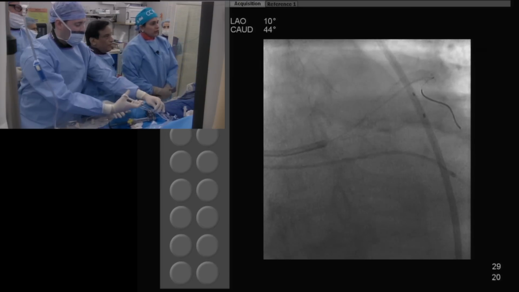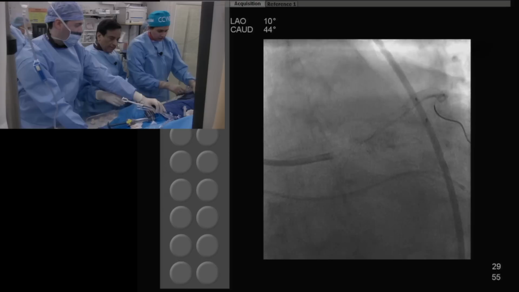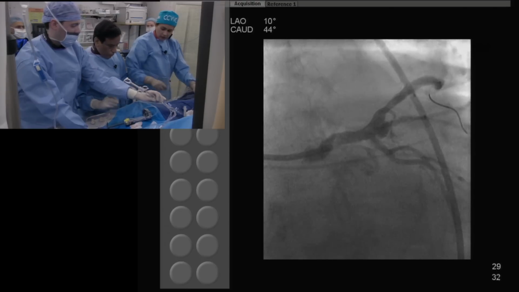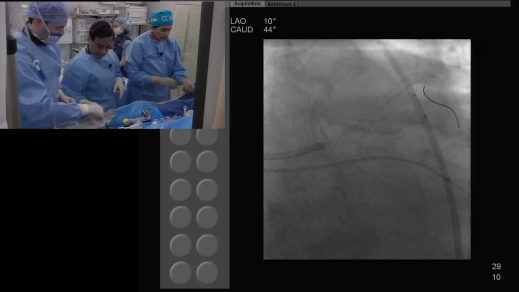Beautiful. Go to epicardial for that mid segment. I mean the intervening segment. Go. Epicardial, let's take a picture.